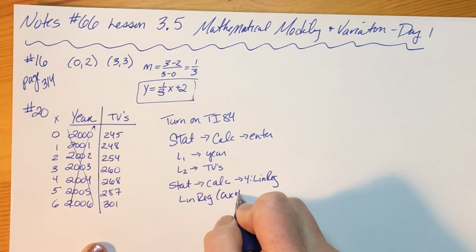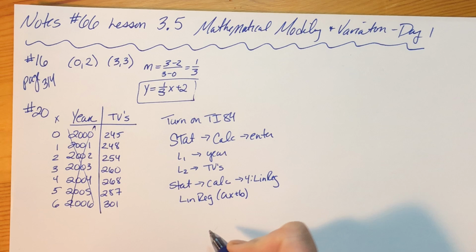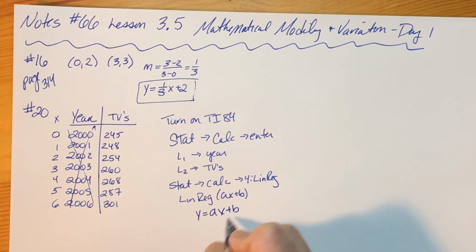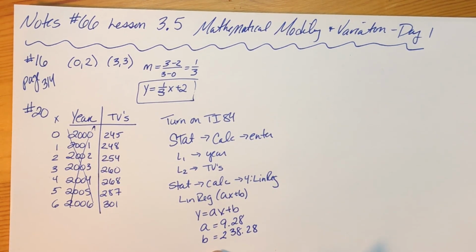And that came up as LinReg AX plus B. I'm writing these notes out so you can be writing them too, so when you were looking back and saying, how did we do that? You have that, all right? And that gave me A is equal to 9.28. We'll just truncate that variable at 2 decimal spots, and B is 238.28. I'm not going to talk about correlation coefficient here because that's your stat class.